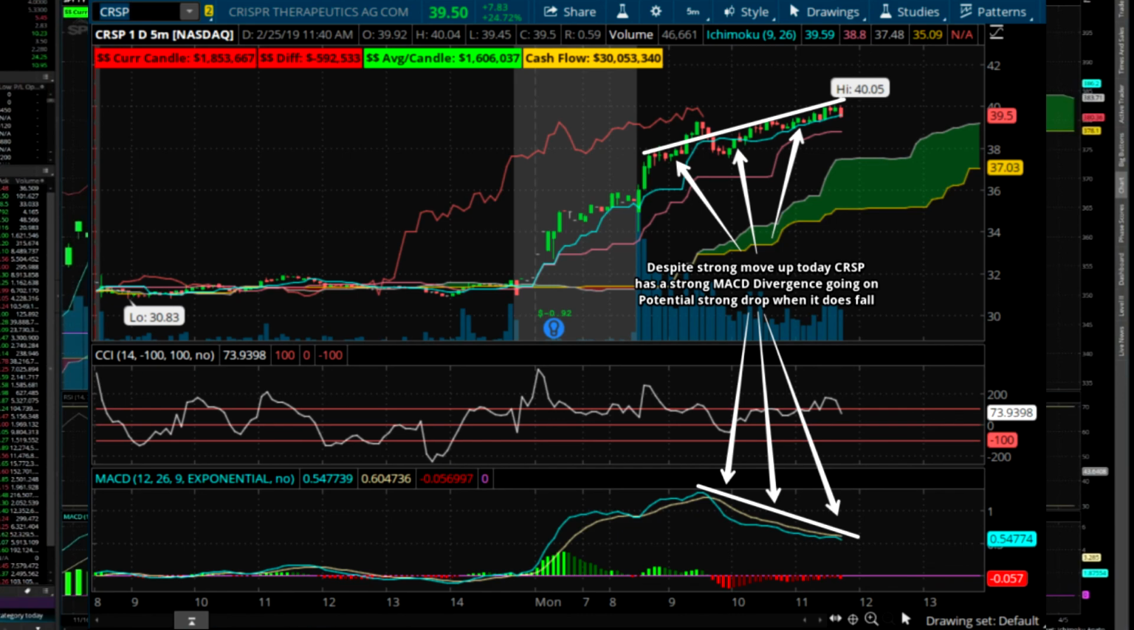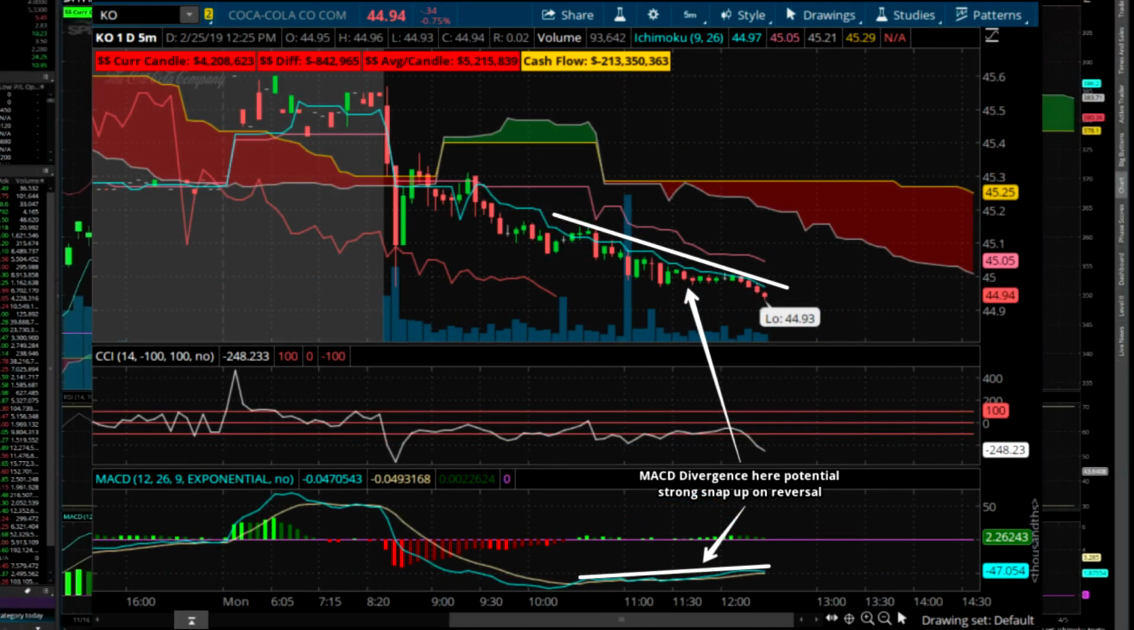Let me see if I can get an example of a convergence. I know I have some. Let's see. Yeah, these two, same stock, KO. It's an example of a convergence, but I mistakenly put MACD divergence on the chart, so ignore that. These two are examples of MACD convergences. Towards the end of a convergence, the share price should, in most cases, go back up. So it'll shoot back up.